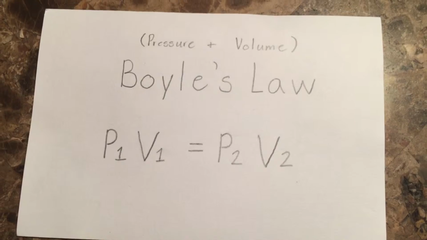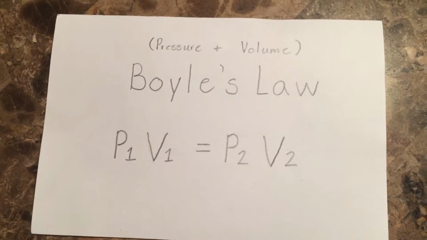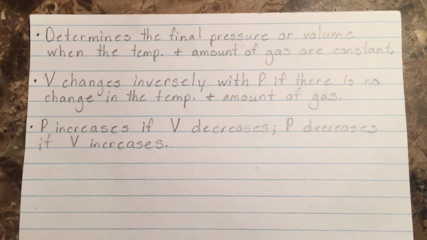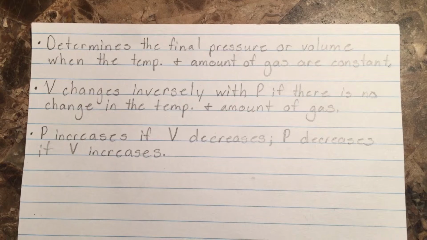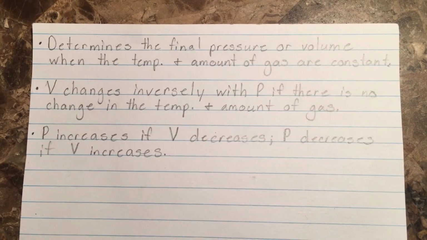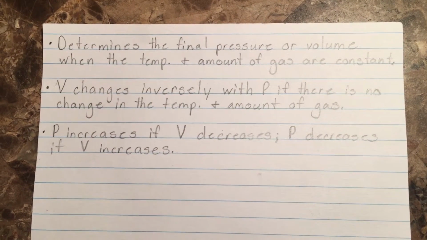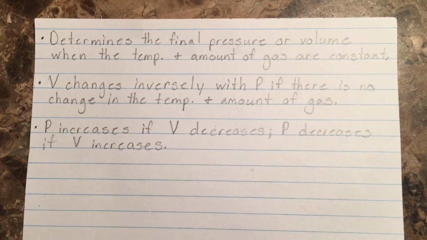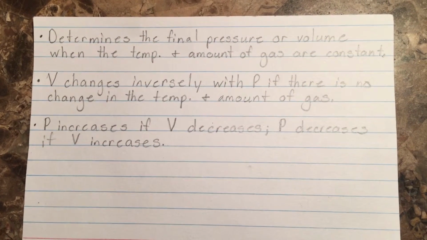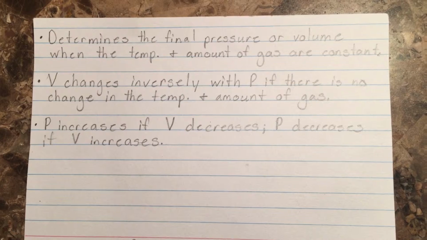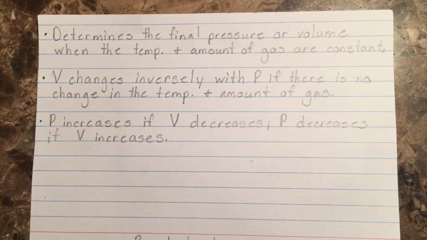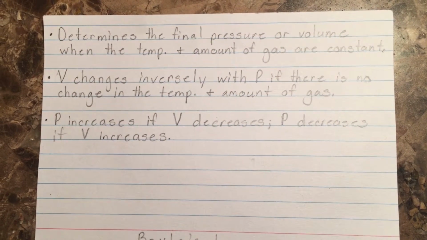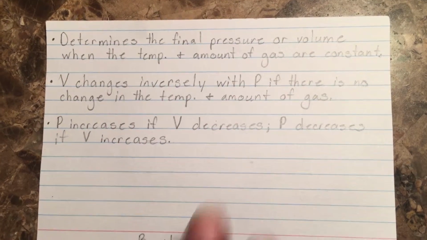Boyle's law. P1 times V1 equals P2 times V2. Boyle's law determines the final pressure or volume when the temperature and amount of gas are constant. Volume changes inversely with pressure if there is no change in the temperature and amount of gas. Pressure increases if volume decreases, and pressure decreases if volume increases.